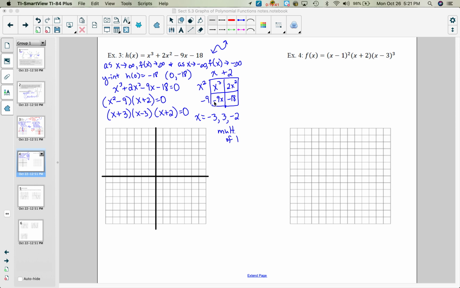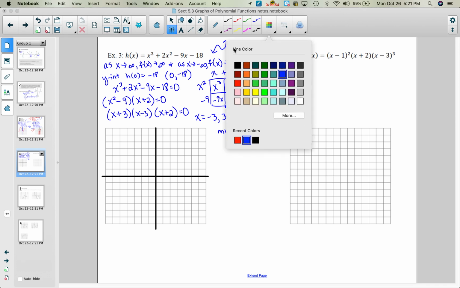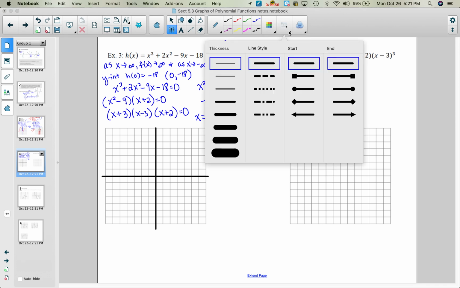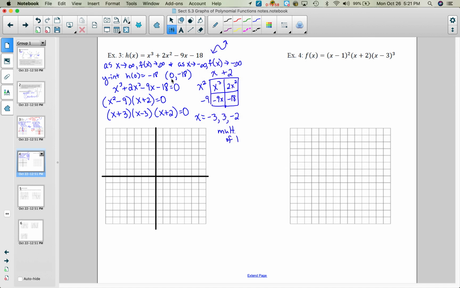Well, unfortunately, my calculator just froze up, and I can't fix it without messing up the video. So we'll go without. So on this, we're going to plot our zeros. So we have -3, +3, and -2. And I know I can plot my y-intercept of -18.